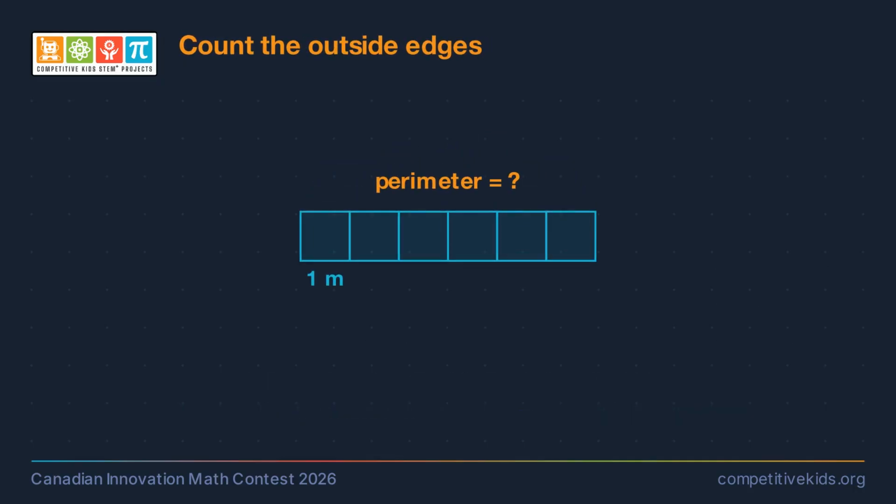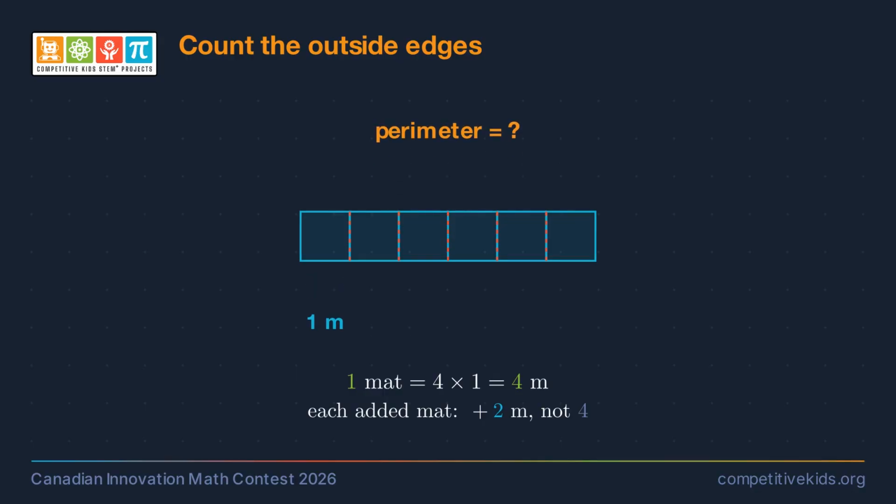Let us count the outside edges together. Start with one mat alone. It has 4 sides. Each side is 1 meter. So one mat has a perimeter of 4 meters. Now join a second mat beside it. The 2 mats share one inside edge. That shared edge is on the inside, so it is not part of the boundary. Joining a mat hides one of its edges, and one edge of its neighbor. So each new mat adds only 2 meters, not 4.